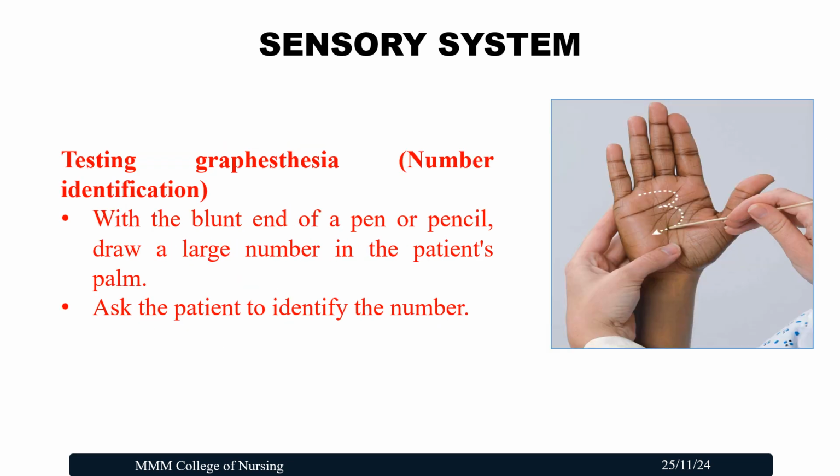And the next one is testing graphesthesia. Here, number identification. With the blunt end of a pen or pencil, draw a large number in the patient's palm. Ask the patient to identify the number. This is testing graphesthesia.